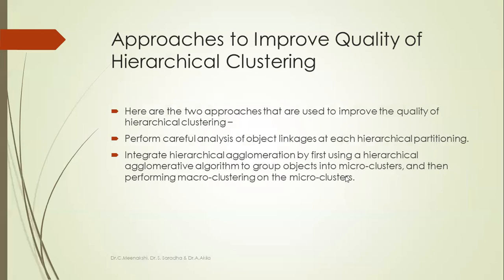And approaches to improve the quality of hierarchical clustering. There are two approaches to improve the quality of hierarchical clustering. One is the careful analysis we have to perform of object linkages at each clustering partitioning. The other is to integrate hierarchical agglomeration by first using the hierarchical agglomerative algorithm to group objects into micro clusters and then performing macro clustering on these micro clusters. So you'll have a hybrid mode of the agglomerative and divisive algorithms.